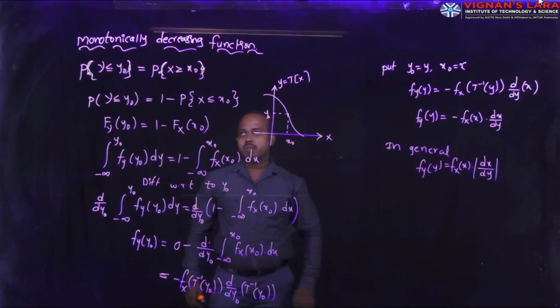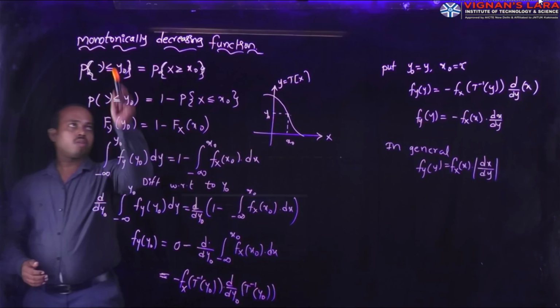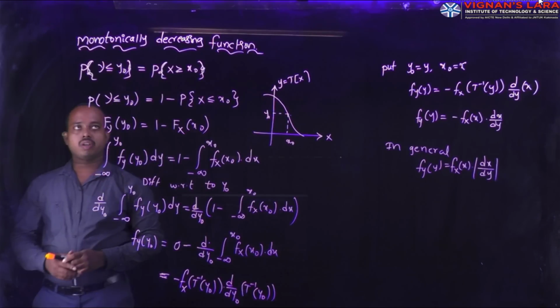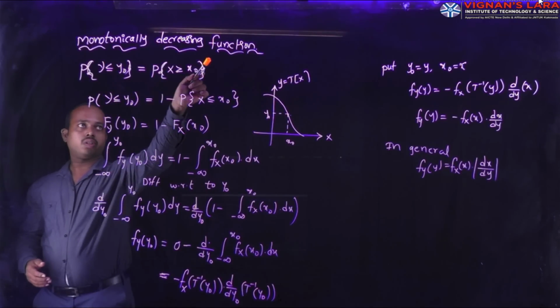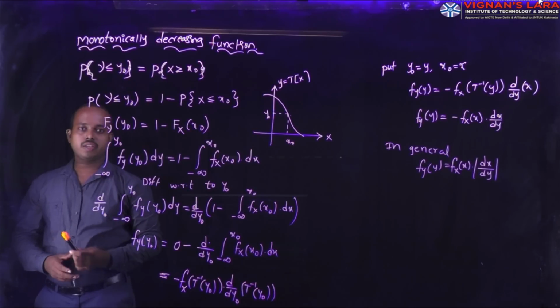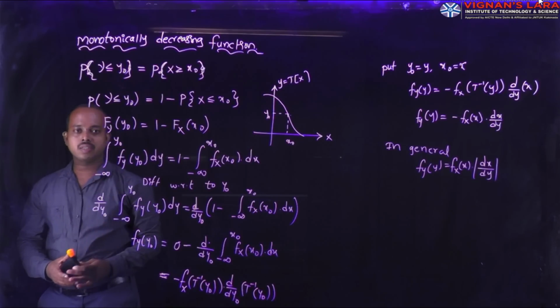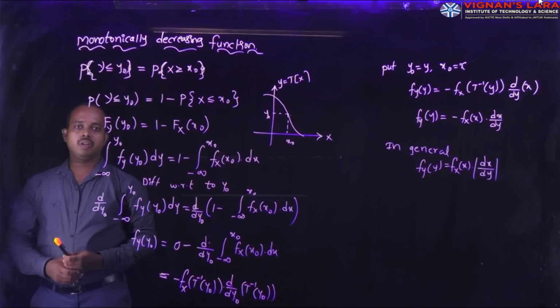Okay, students, coming to the next topic. The next topic is the monotonically decreasing function. In this case, we choose the relation that is quite opposite for the input and output. Here you can consider the input is a random variable X and the output is a random variable Y.